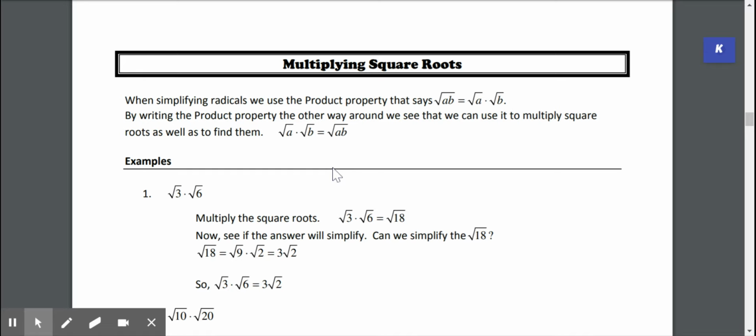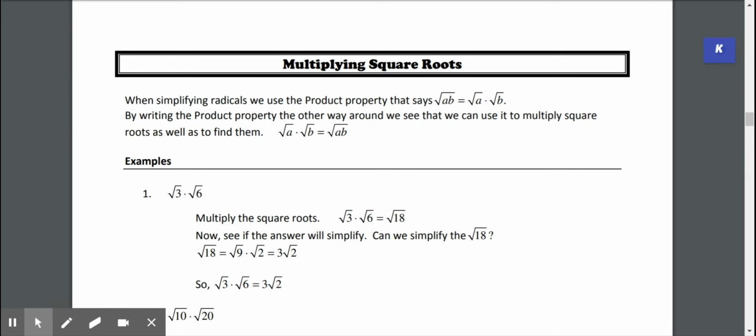Okay. So in this case, our first example, we have root 3 times root 6. Since they're both irrational values and they're both underneath the radical, they can be multiplied together. So just like 3 times 6 is 18, root 3 times root 6 is going to be root 18.